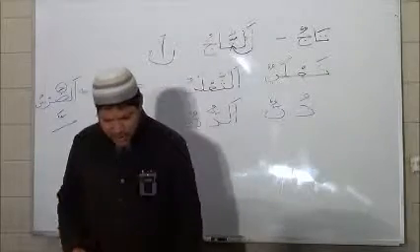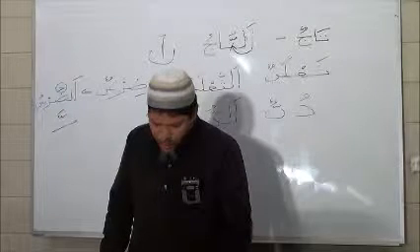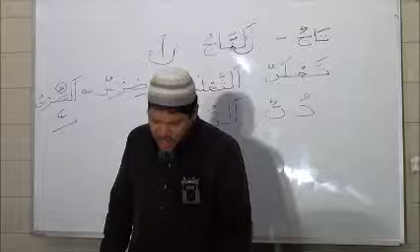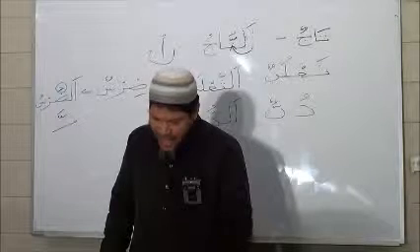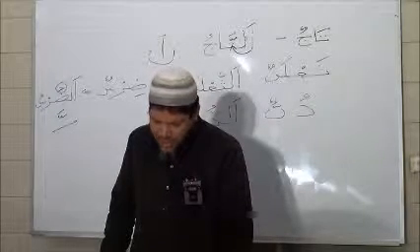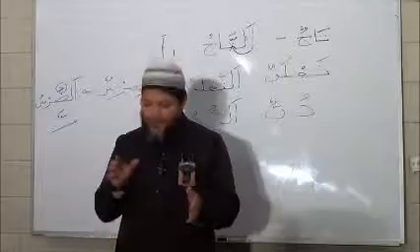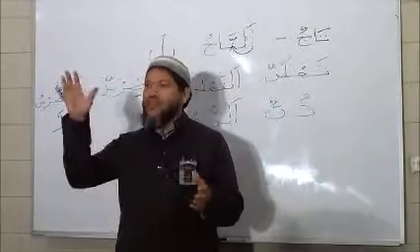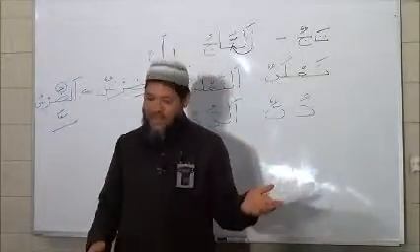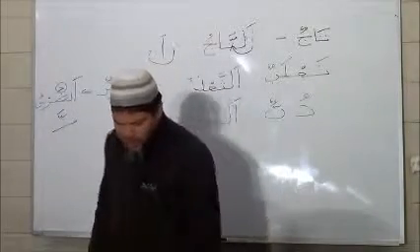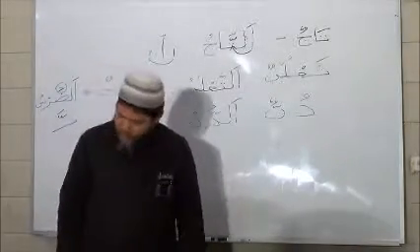Page 63. This is an exercise. Sort out the words in the box below in two groups: those beginning with sun letters and those beginning with moon letters. Write them in the columns provided, adding al to the beginning of each word. So, this is a very, very important exercise because you must know your 14 moon letters and you must know the 14 sun letters. For example, when we do the first example, we have the Jazarun.